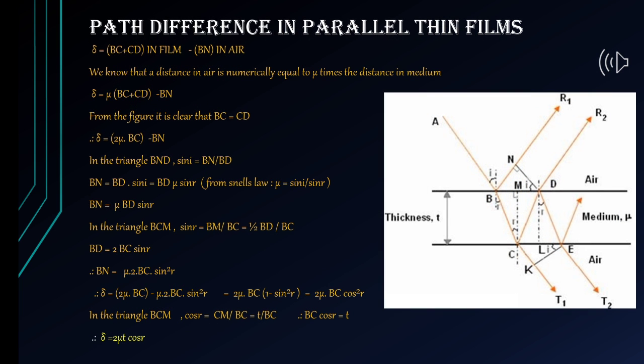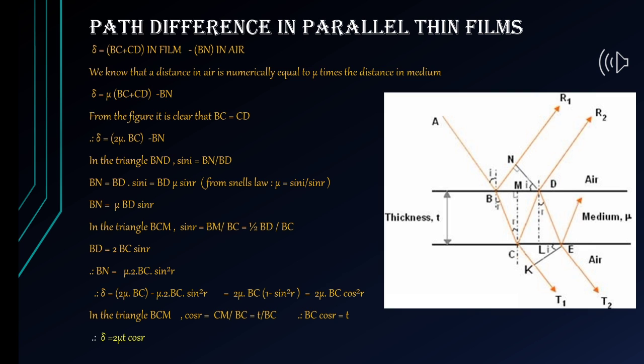Path difference in parallel thin films. Path difference is BC plus CD in the film minus BN in air. We know that a distance in air is numerically equal to mu times the distance in the medium. So path difference is equal to mu times (BC plus CD) minus BN. From the figure, it is clear that BC is equal to CD. So the path difference is 2 mu BC minus BN.